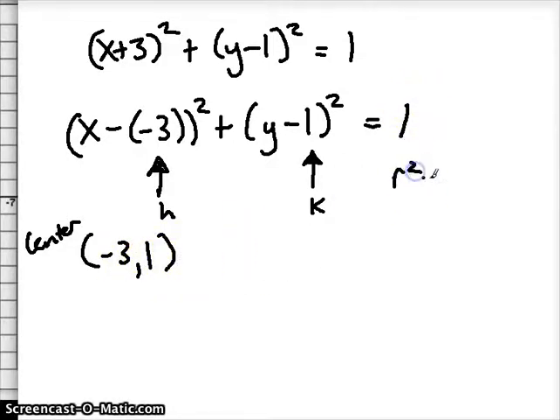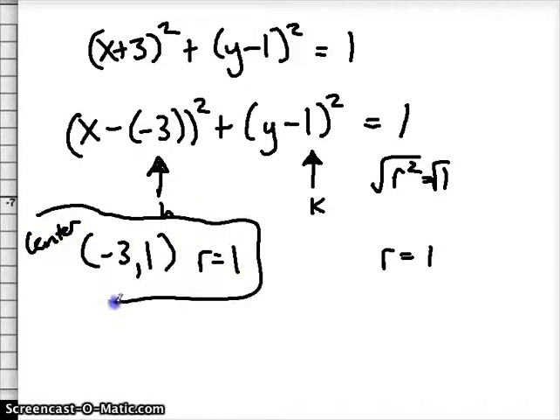This is r squared is 1. Don't get fooled whenever you see that. Know that the square root of 1 is 1. 1 times 1 is 1, so the square root of 1 is 1. So the radius is still just 1. So don't get fooled by an example like that. Again, using an equation in standard form, we just stated the center and the radius.